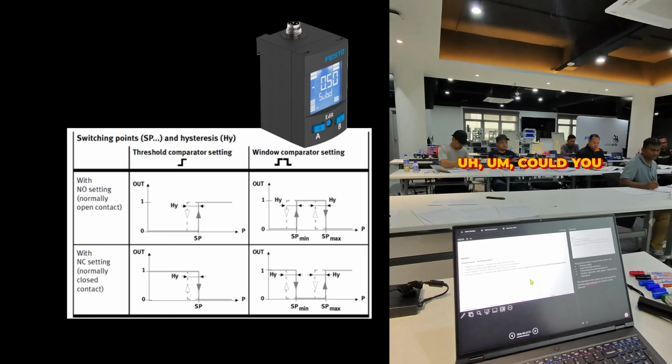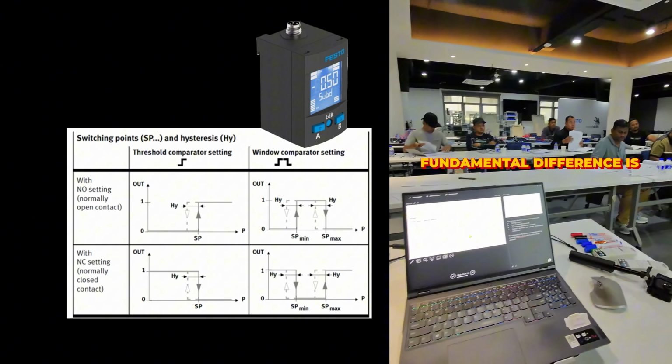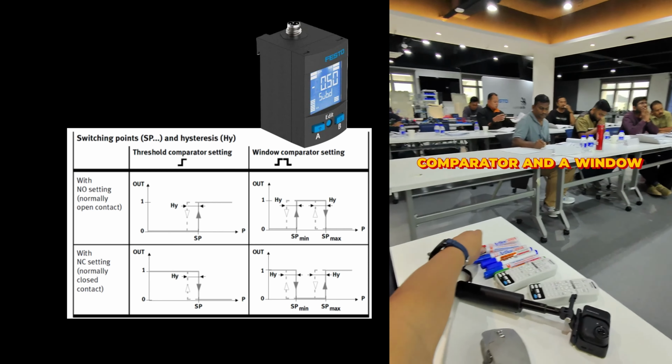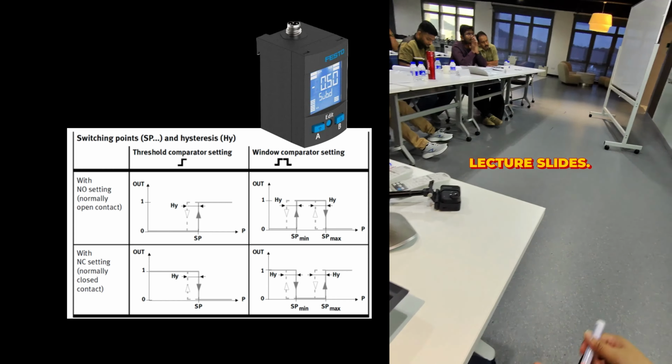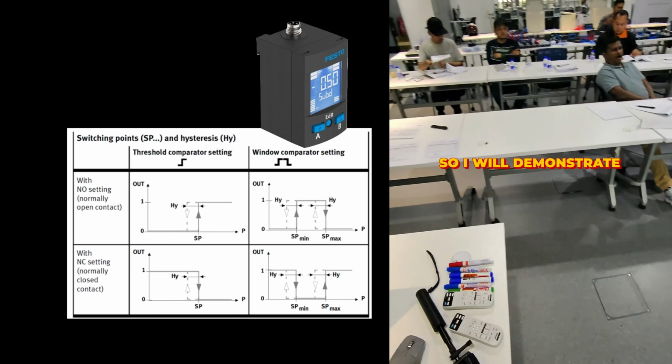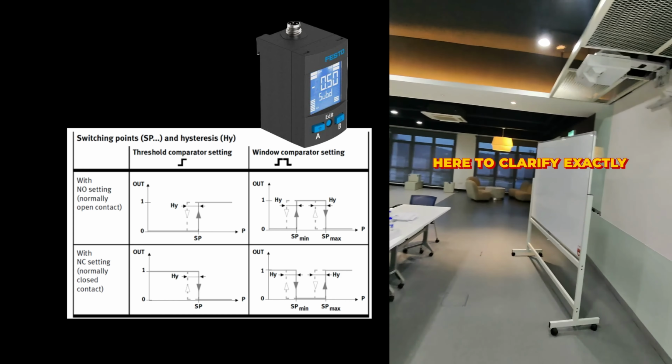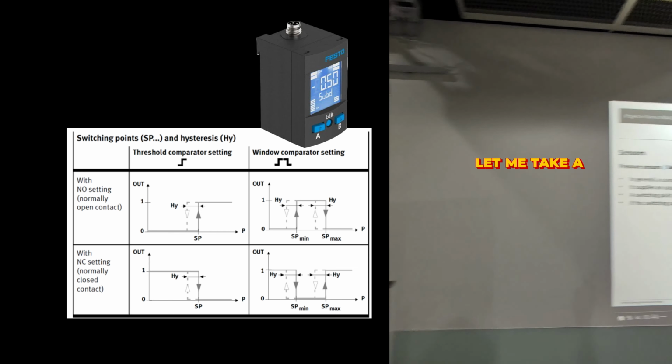Could you tell me what the fundamental difference is between the standard threshold value comparator and the window comparator? Actually, it is already explained in the lecture slides. So I will demonstrate it for you right here to clarify exactly what that difference is. Let me take a simple example.